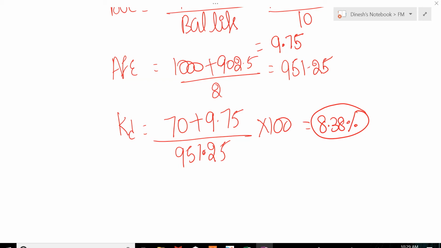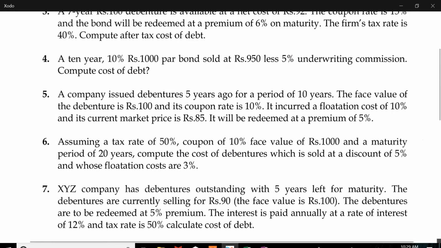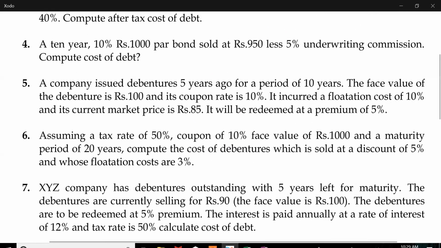Clear? Any doubts on this? Can we proceed? Go through question 5 and do it. I'll help you out if at all you get stuck somewhere.